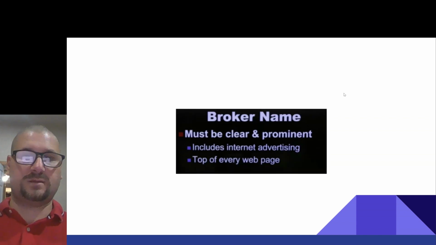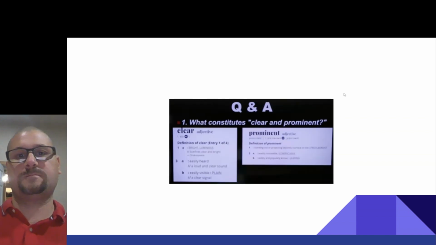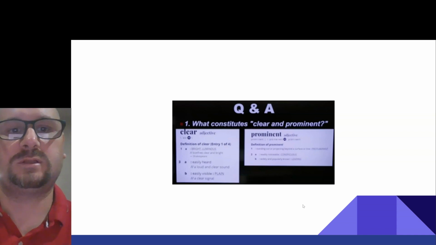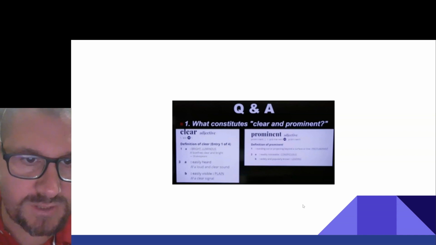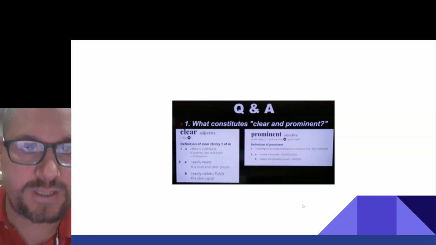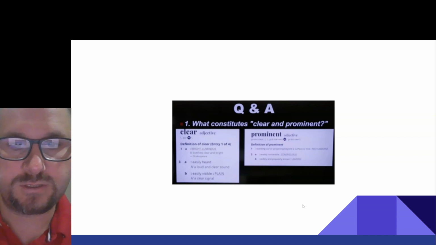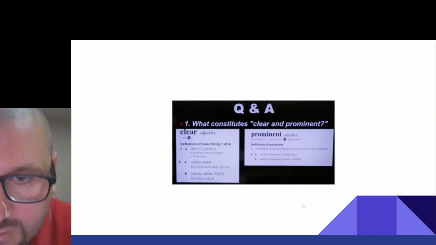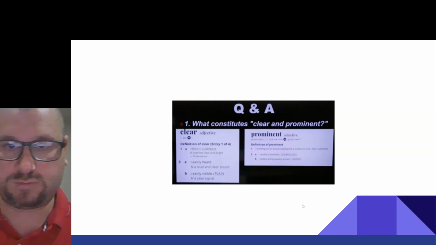Broker name must be clear and prominent, includes internet advertising, top of every web page. So what constitutes clear and prominent? The definition of clear is going to be bright, easily seen, easily heard, plain, and prominent is going to be basically viewable.